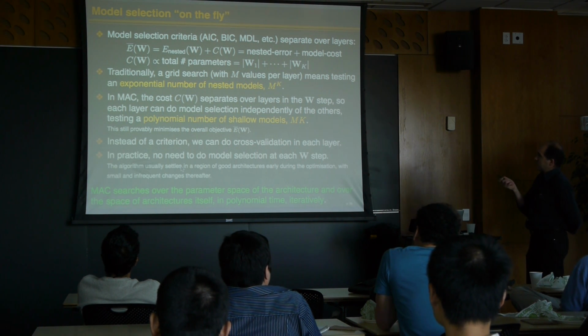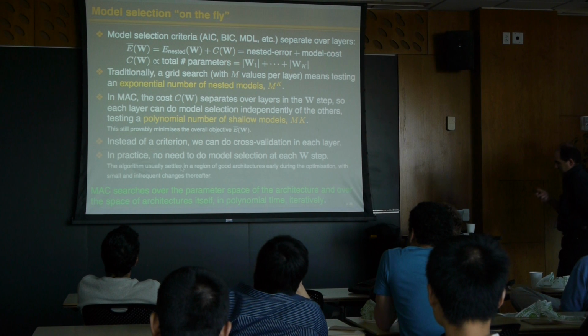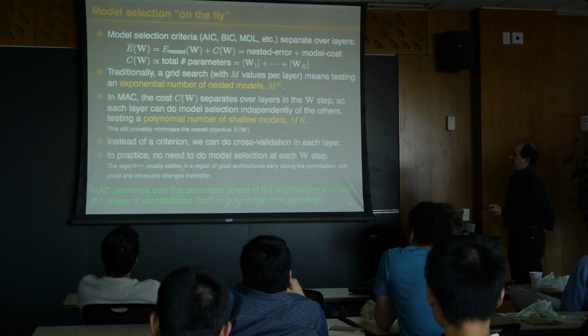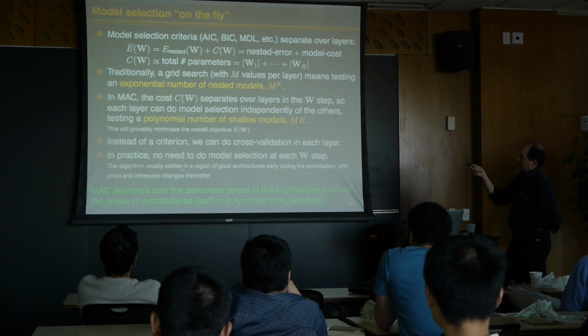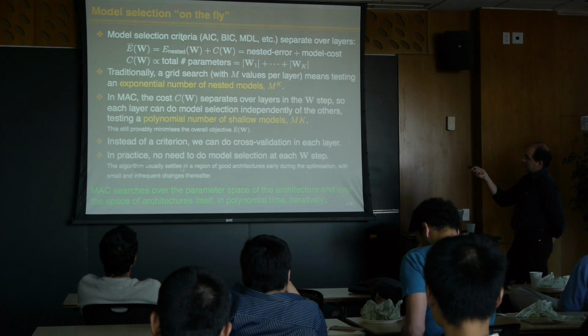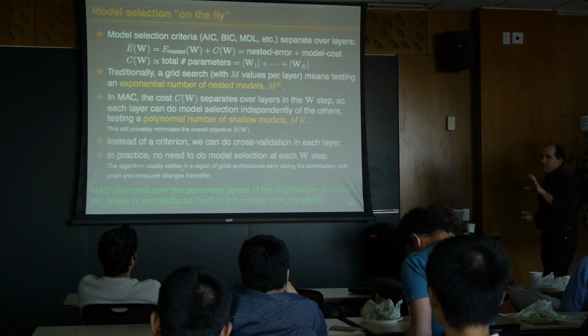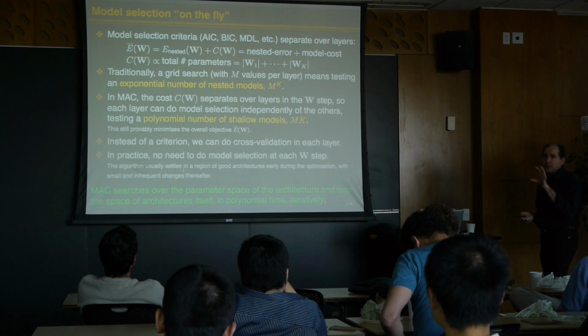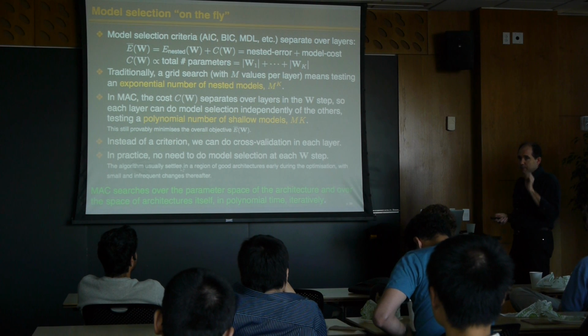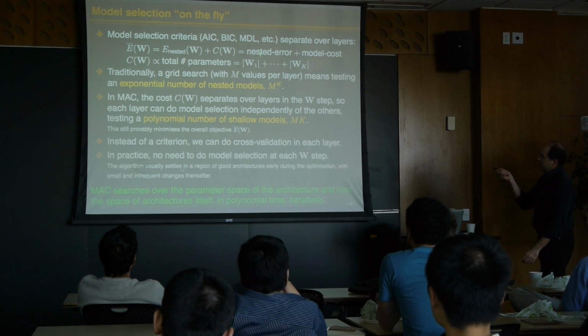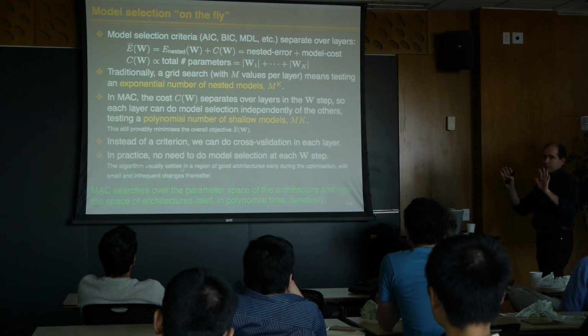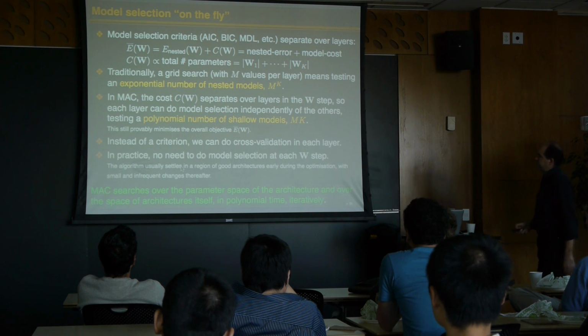Okay, so firstly, model selection on the fly means the following. If you want to do model selection, let's consider model selection criteria as an example. This is not necessary, it's just to illustrate it. Model selection criteria like AIC or BIC. What these do is that they will take your nested objective and add to it a term which basically penalizes the number of parameters. It counts the number of parameters and multiplies it by some number. So it is additive on the number of parameters of each layer.